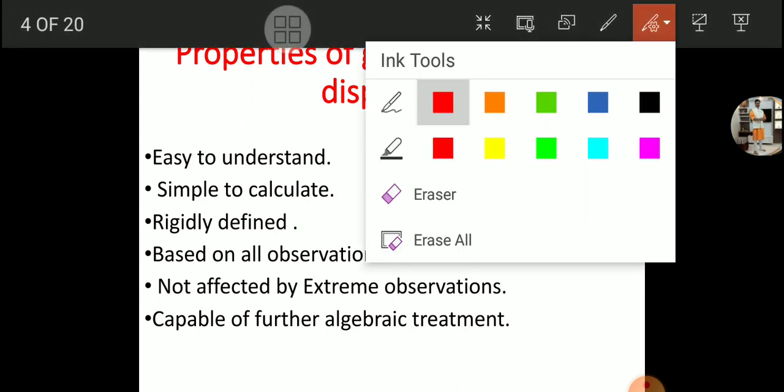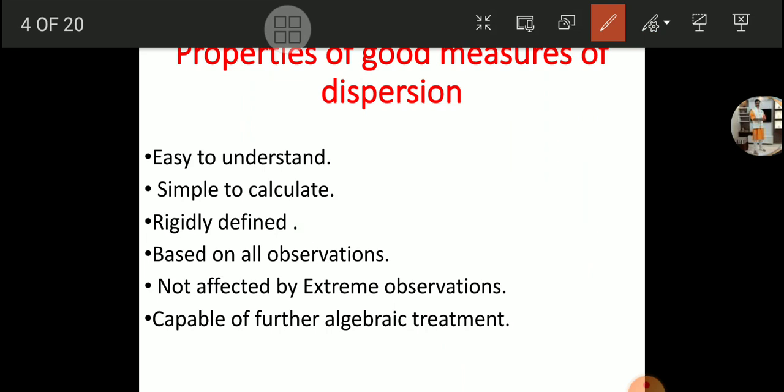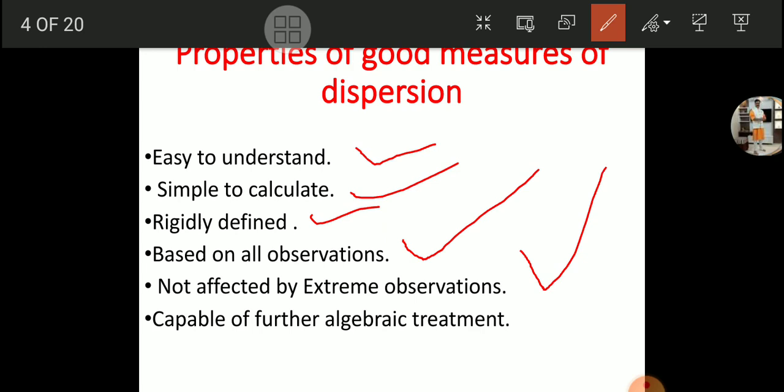Now, at this point, we have to study the properties of a good measure of dispersion. What properties should be there with the measures of dispersion? Easy to understand, simple to calculate, rigidly defined, based on all observations, not affected by extreme observations, and capable of further algebraic treatment. First one, easy to understand. Second, simple to calculate; at the time of calculation, there should not be complications. Rigidly defined means a formula should be there to come to a conclusion with the help of a single figure.